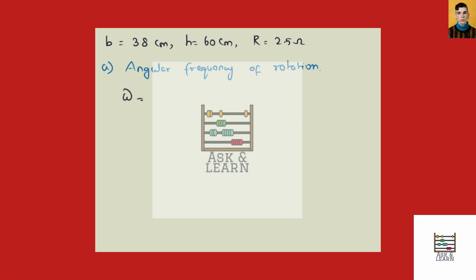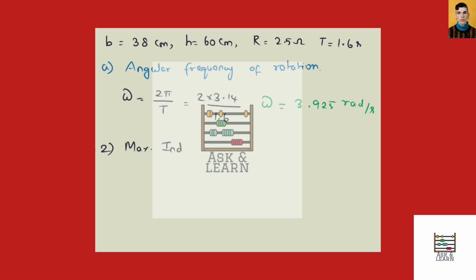We know that omega is equal to 2 pi by T, and it is given that the period T is equal to 1.6 second. Therefore, 2 into 3.14 divided by 1.6, which on calculating we will be getting omega is equal to 3.925 radian per second. Next, we have to calculate the maximum induced current.